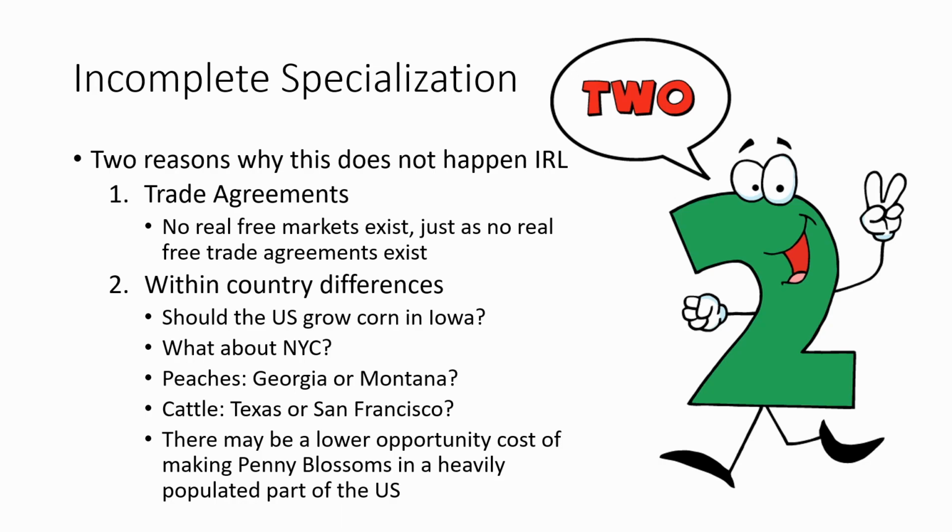So should the United States grow corn in Iowa? Yes, we do. That's very fertile land, and it's available. Not many people want to live in Iowa. But what about New York City? Should we be growing corn in New York City? Well, there's not that much land available because the land is very expensive and a lot of people want to live in New York City. So maybe it's not the best idea to start growing corn where we could put a much more valuable skyscraper.